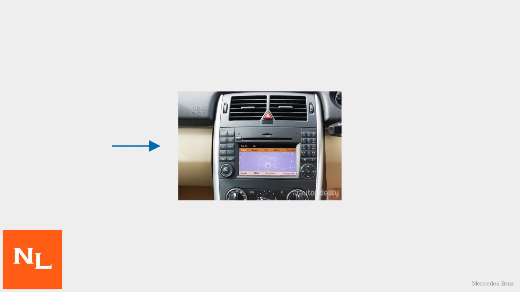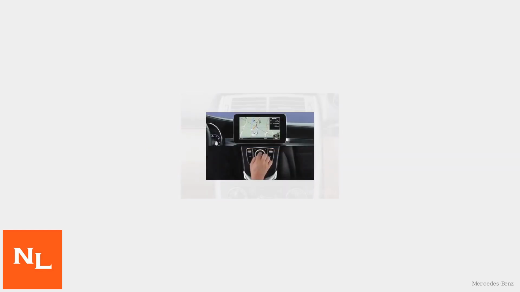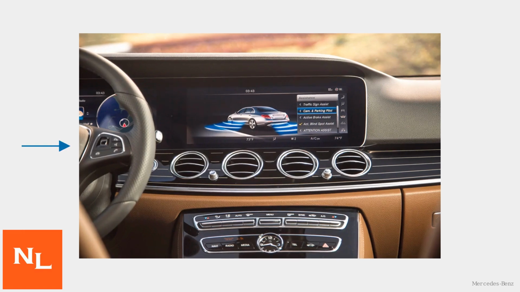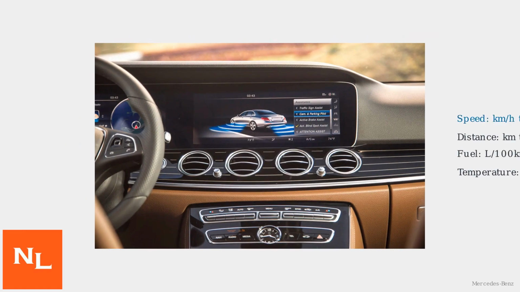Navigate to Settings on the main menu. Then select System from the Settings menu. Finally, choose Units to access the settings. Here you can change units for speed, distance, fuel consumption, and temperature.